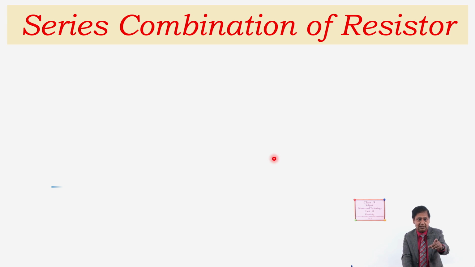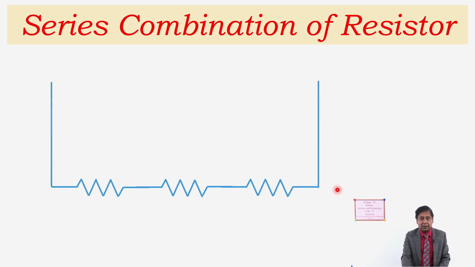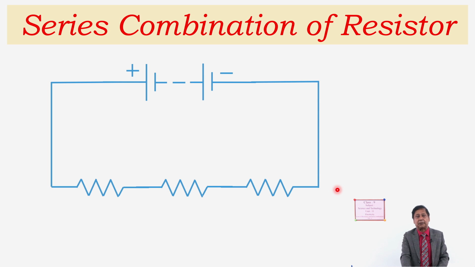Look at this. This is a resistor. If one end is connected to another resistor and the other end is connected to a third resistor, we have now two open ends. If the open end of the first and the open end of the last are connected to a source, then this type of connection is called series combination of resistor. These resistors are connected in series.